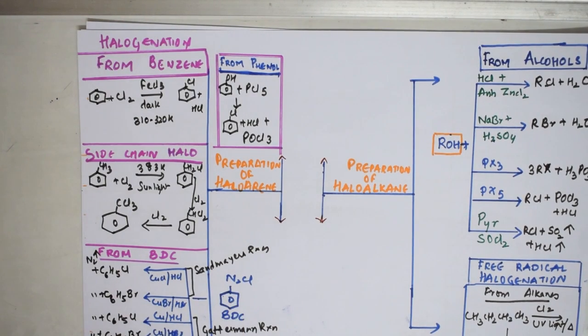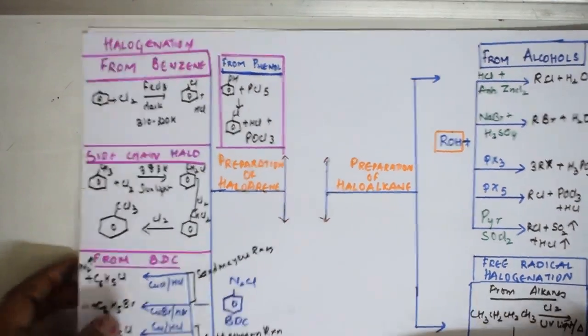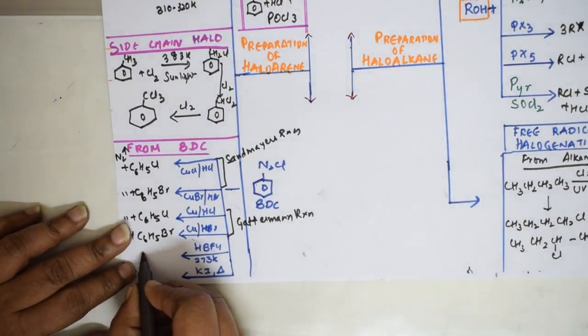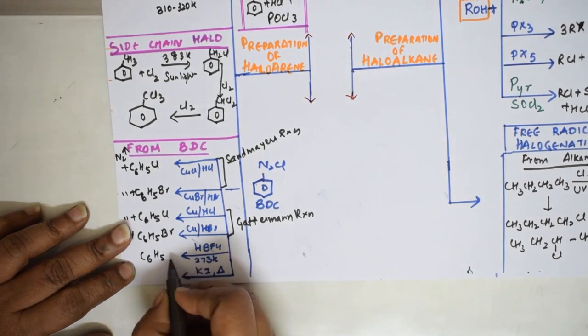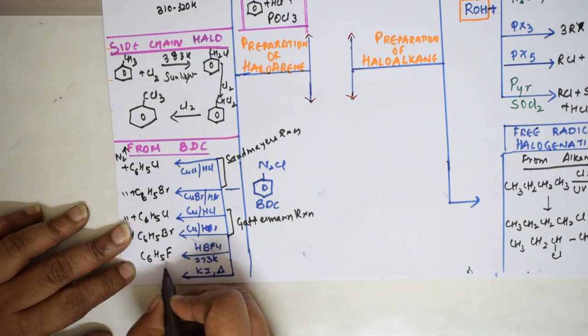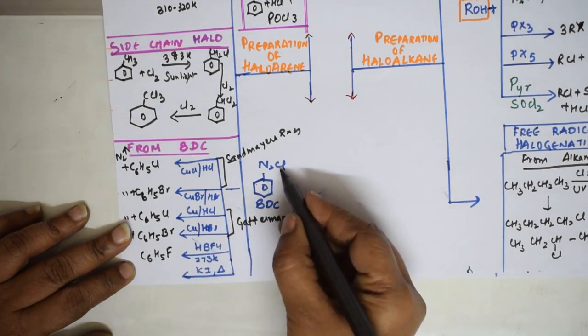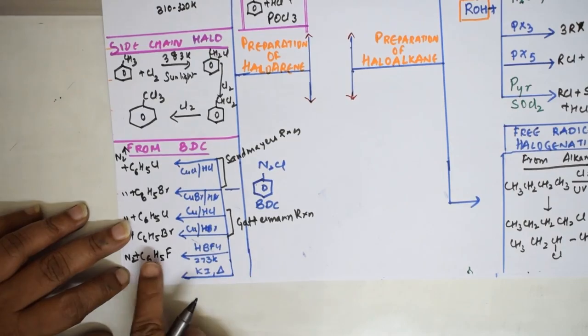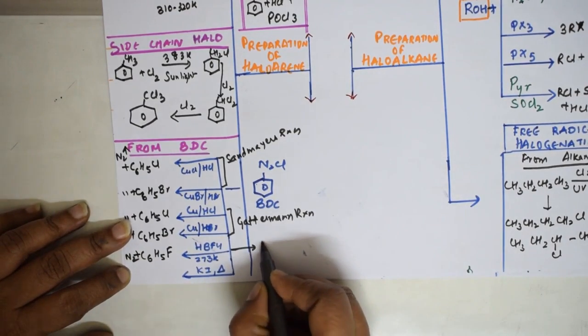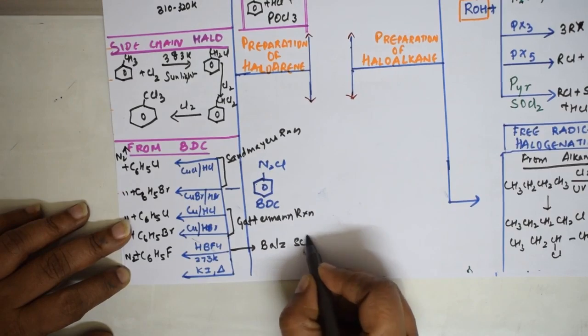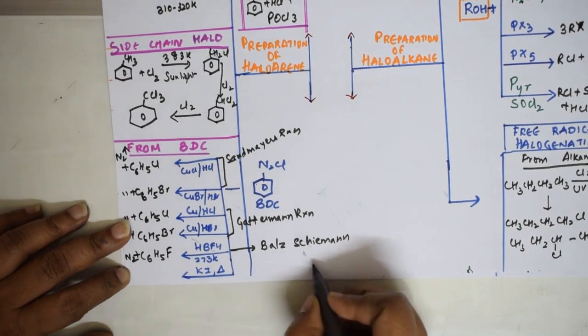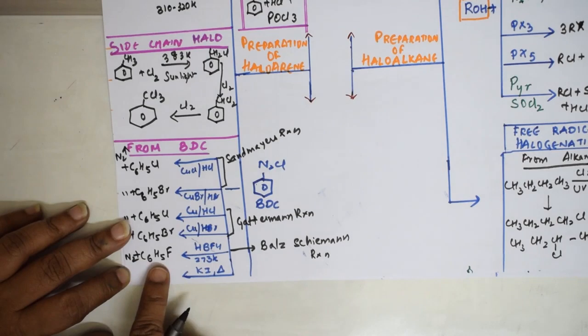Next I'm going to take one more important thing. I'm going to take BDC and introduce HBF4 at 273 Kelvin. So with HBF4, simple, the fluorine will replace chlorine. Nitrogen comes out as gas. Remember, okay? Right. So we get an intermediate product which I'm not writing here, and the final product is C6H5F. Here the fluorine is replacing chlorine as well as N2 is out. So what is the name of this reaction? This reaction is called Balz-Schiemann reaction, okay, where you're preparing fluoroarenes.